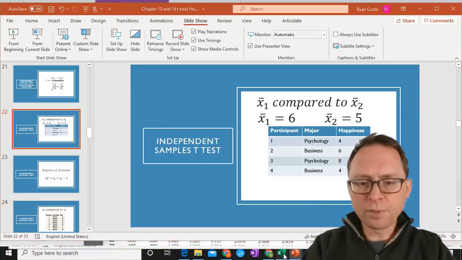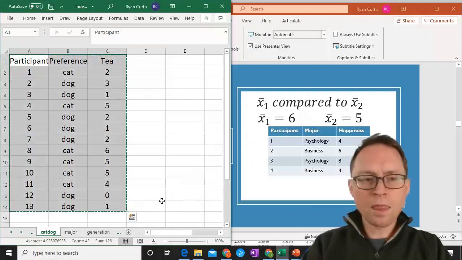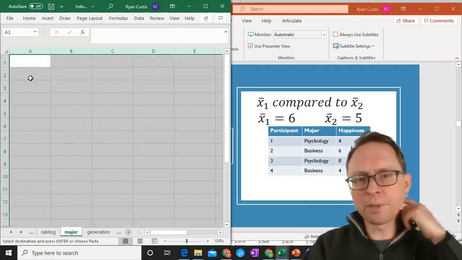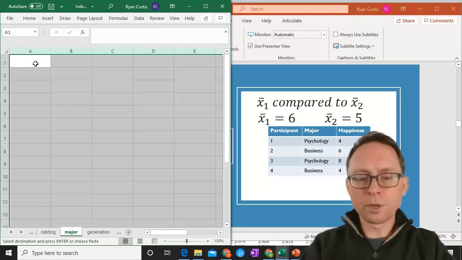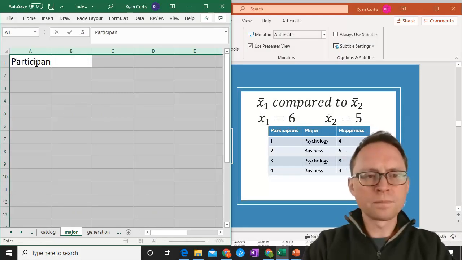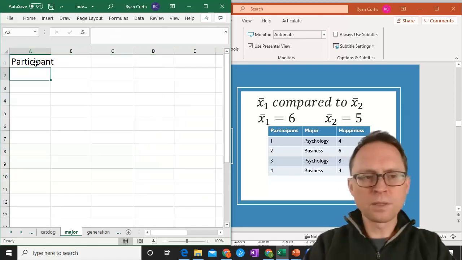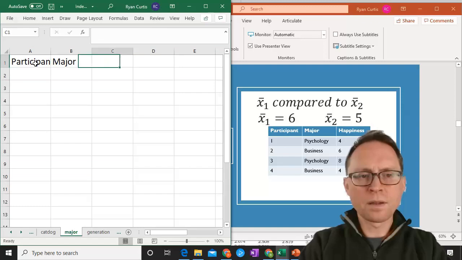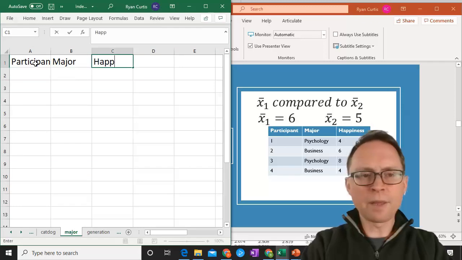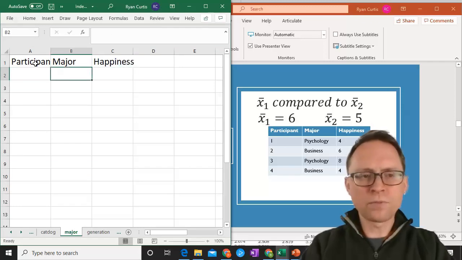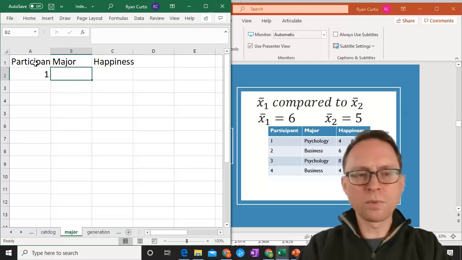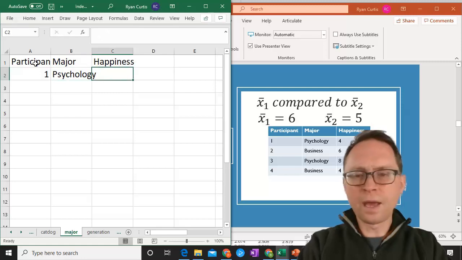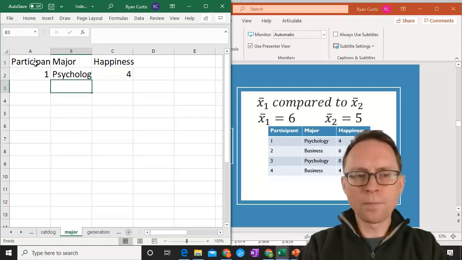So I'm actually going to pull up an Excel sheet and we're going to put it all here. So here's the participant, and we're going to get their major, and then we're going to get their happiness. For example, participant number 1 is a psychology major, and their happiness level is 4.